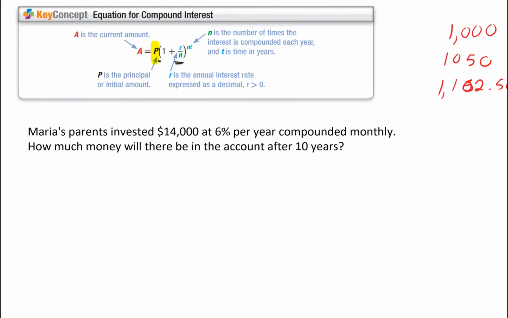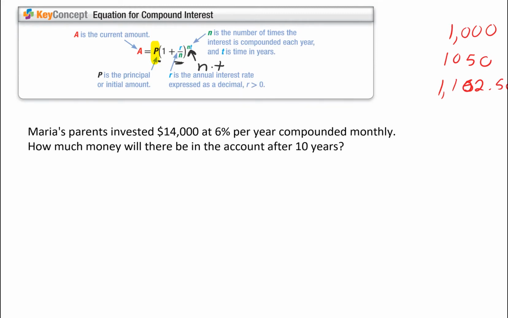So n, important, is the number of times that interest is compounded each year. If it's compounded monthly, n would equal 12. If it's compounded quarterly, n would equal 4. And then our power, like our exponential growth function, is usually in years, but can be days, whatever the unit is. Here, specific to our compound interest formula, t is always measured in years. However, notice it is not just to the t power, but the n times t power. And that lets us account for how often it's compounded.